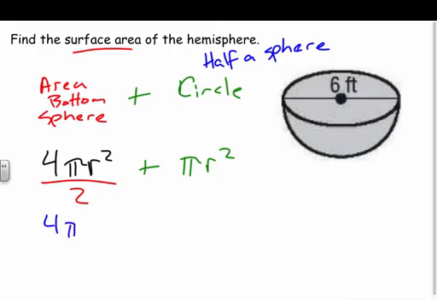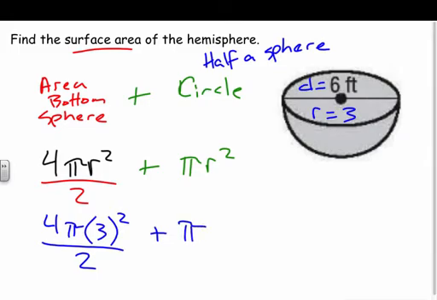So 4 pi r squared, well, the diameter is 6. That means the radius is half that, so 3 feet. So 4 pi 3 squared divided by 2 to get just the bottom part. And then we're going to add that to the area that's on top, the pi r squared. So pi 3 squared. I could virtually type this all in at once, but I'm going to do each of them individually so we can see what we get for each piece. So 4 pi 3 squared, we'll divide that by 2.